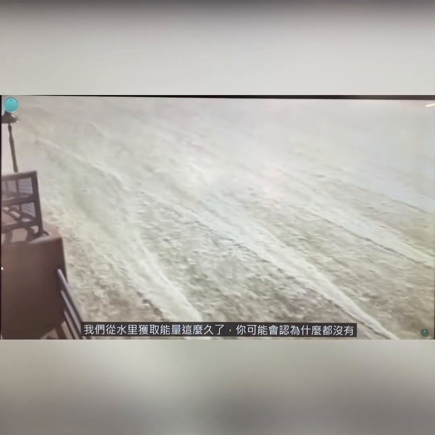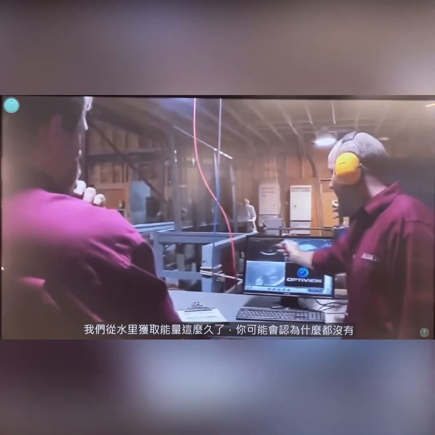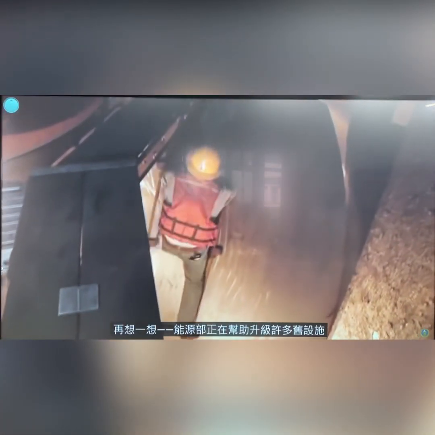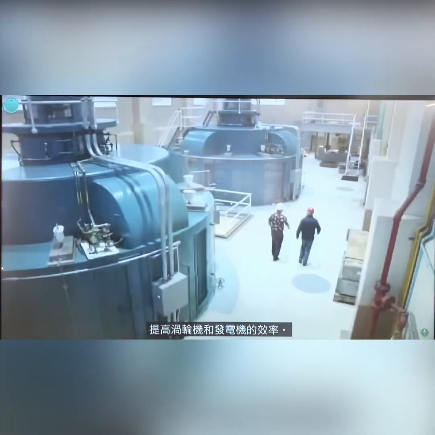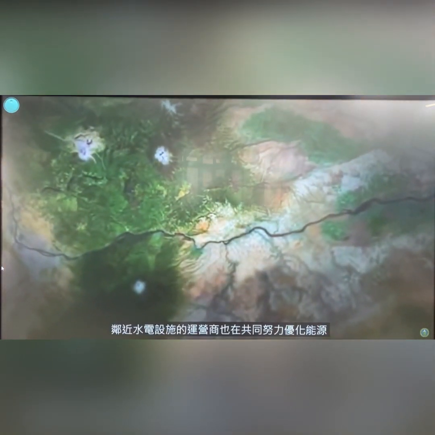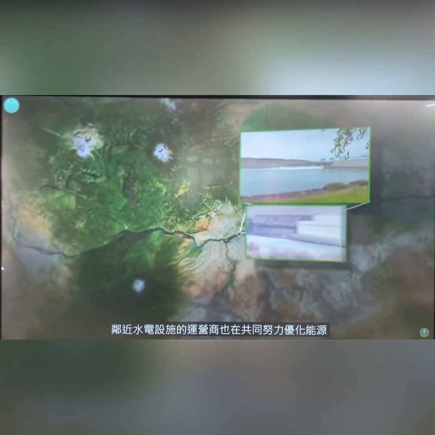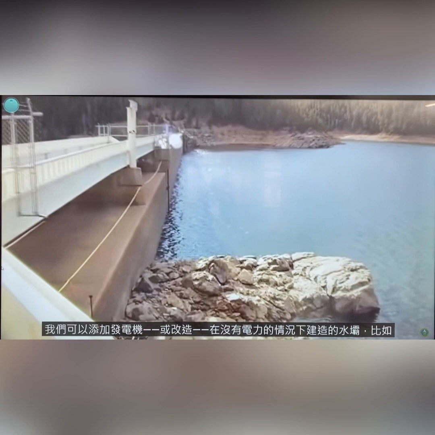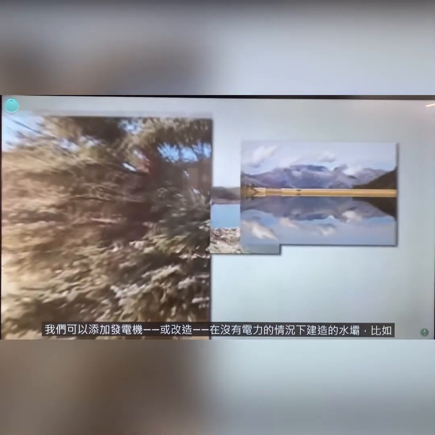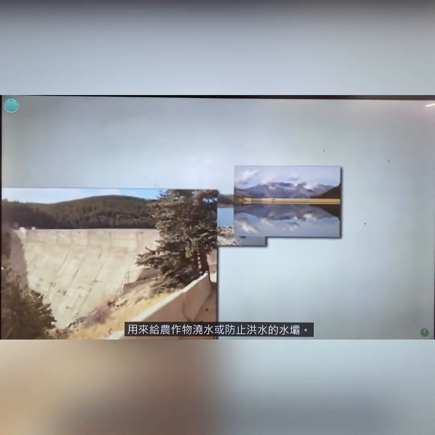As long as we've been capturing energy from water, you may think there's nothing new in hydropower technology. Think again. The Department of Energy is helping to upgrade older facilities by increasing the efficiency of the turbines and generators. Operators of neighboring hydropower facilities are also working together to optimize energy production across whole river systems instead of each dam working alone. And we can add generators or retrofit dams that were built without power, like dams used to water crops or prevent floods.